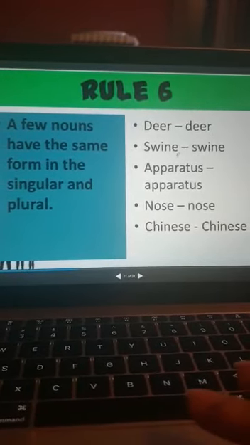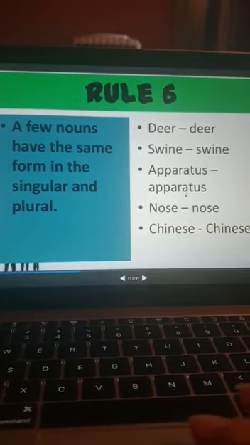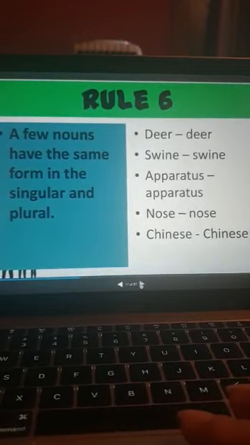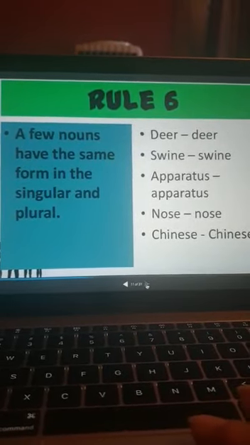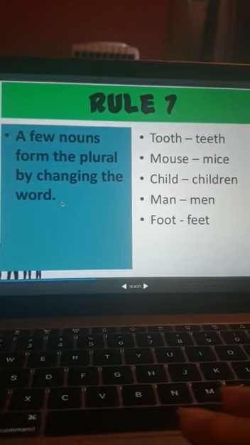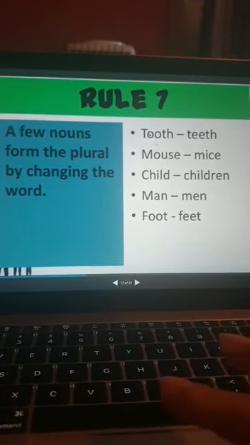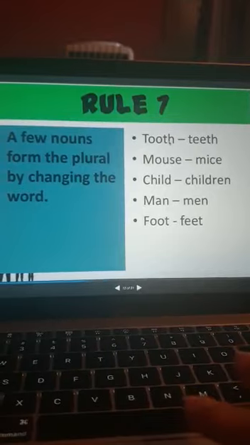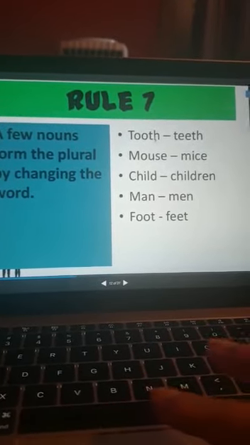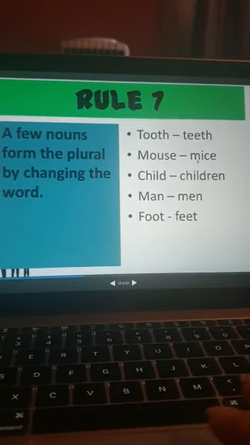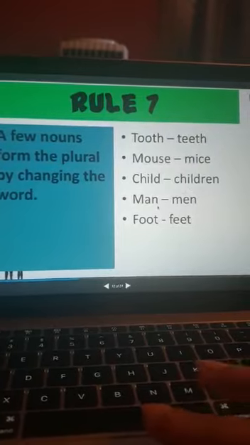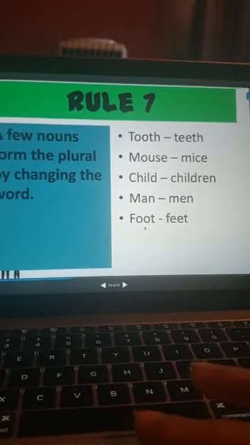Deer, deer, swine, swine, apparatus, apparatus, nose, nose, Chinese, Chinese. So there is no change in them. A few nouns form the plural by changing the word. The vowels in them get changed, like mouse becomes mice, tooth becomes teeth, child, children, man, men, foot, feet.